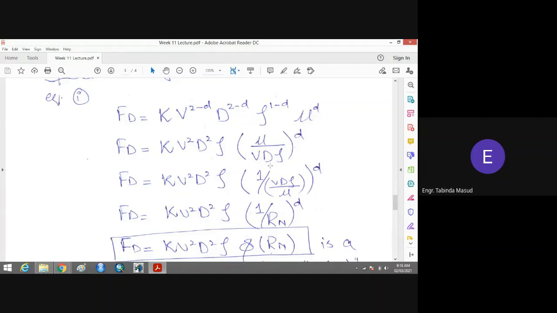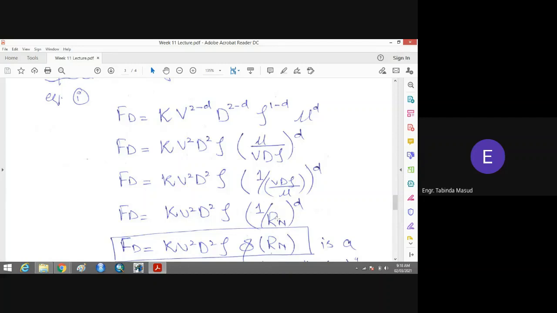Now if you look at these parameters closely, you will come to know that this is a sort of the Reynolds number. You can arrange these parameters to form the Reynolds number like this: 1 divided by rho V d divided by viscosity, and this comes to the Reynolds number. So this is 1 divided by the Reynolds number with power D. It shows you that there is something that is a function of the Reynolds number in this expression.